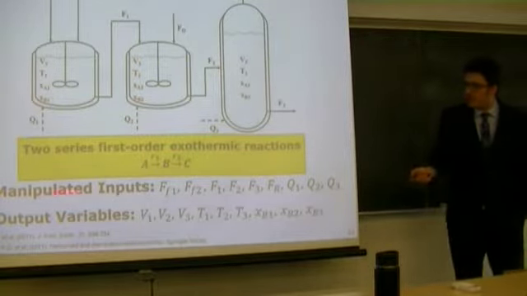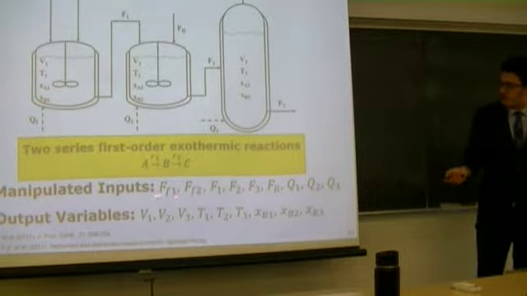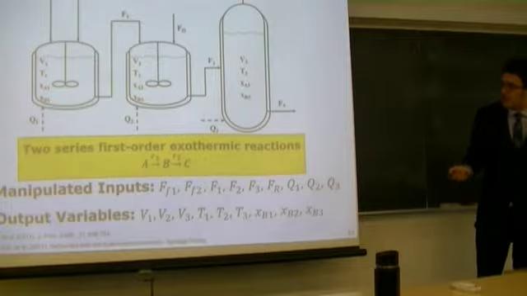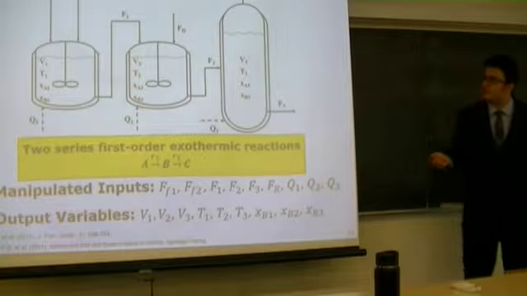We consider 9 manipulated inputs: the feed flow rate, the midstream flow rates, and also the heat flows to these 3 units. We also consider 9 output variables: the hold-up dynamics in each of those units, the temperature, and also the concentration of the desired product.